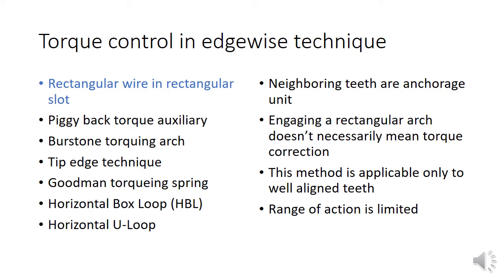Now, after going over all the considerations of using a rectangular arch wire in a rectangular slot, let's get back to the list of different ways of controlling torque in edgewise technique and review 4 weaknesses of the first method.